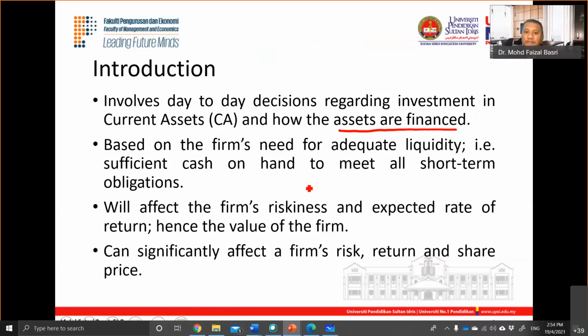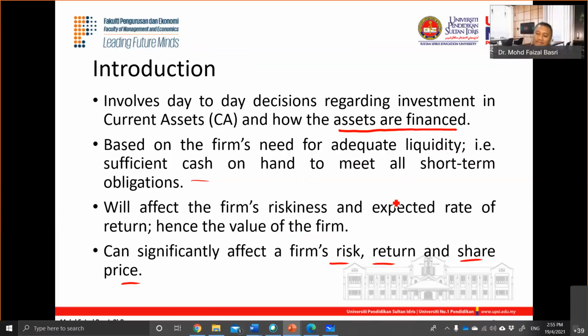Okay, so based on the firm's need for adequate liquidity, they have to ensure that they have sufficient cash on hand to meet all short-term obligations. Because if they don't manage their liquidity, they might have problems with regards to their risk, return, and also share price. So all of this will be affected if they have problems with liquidity.